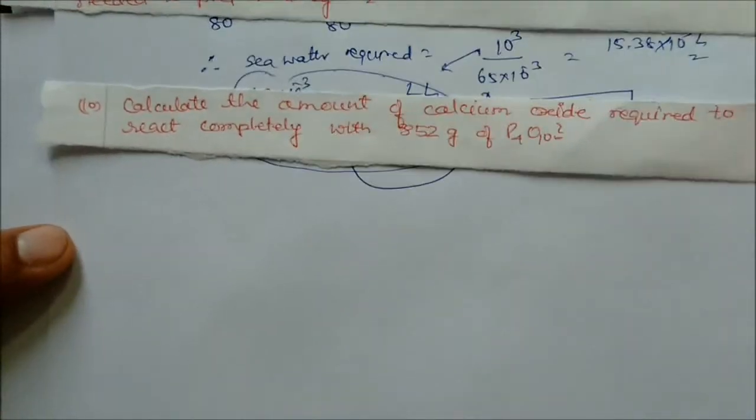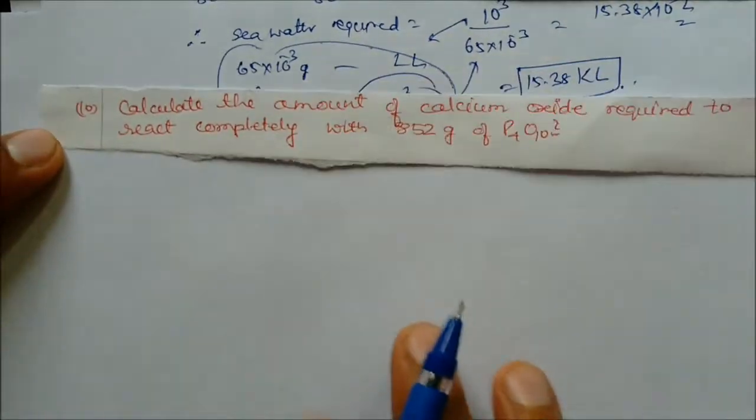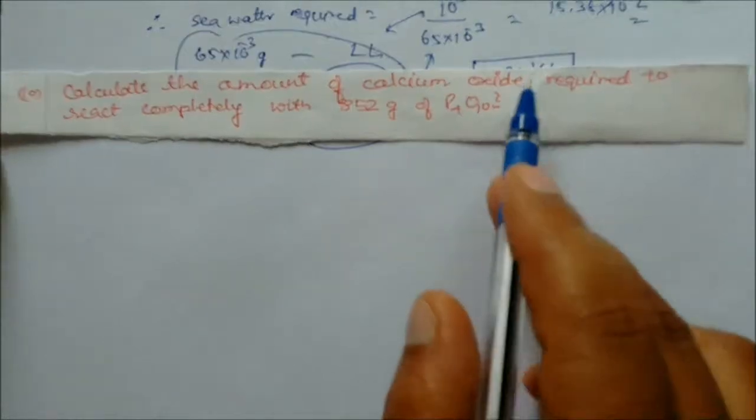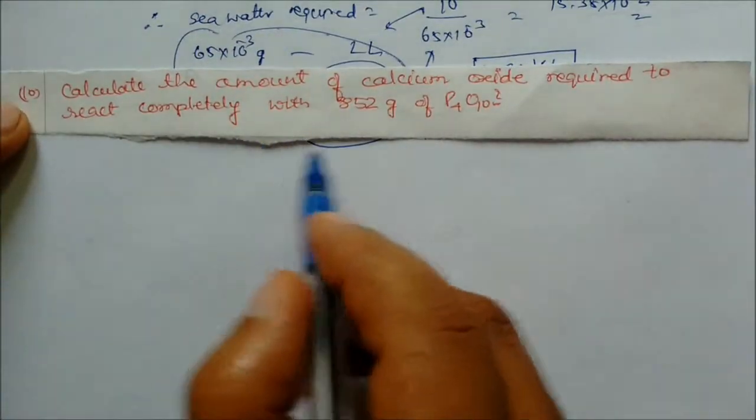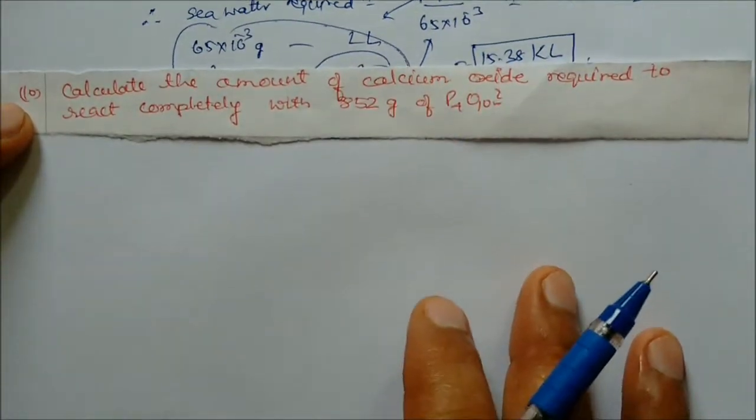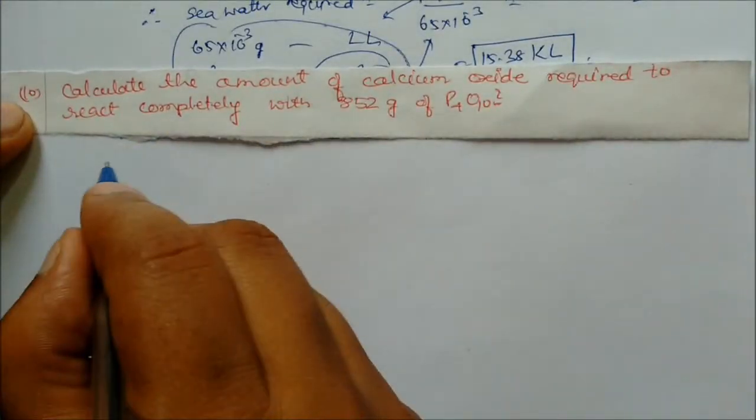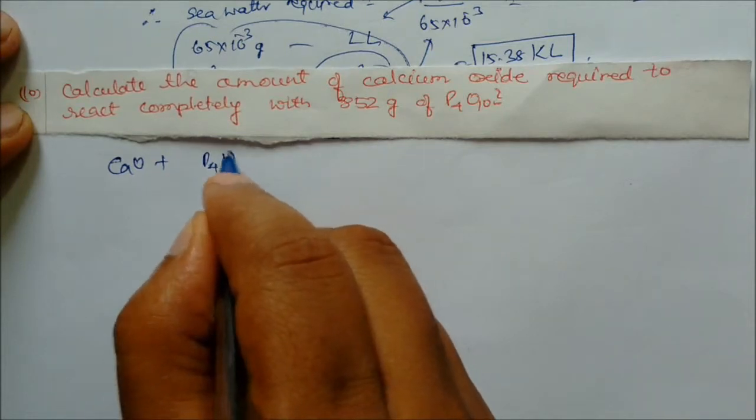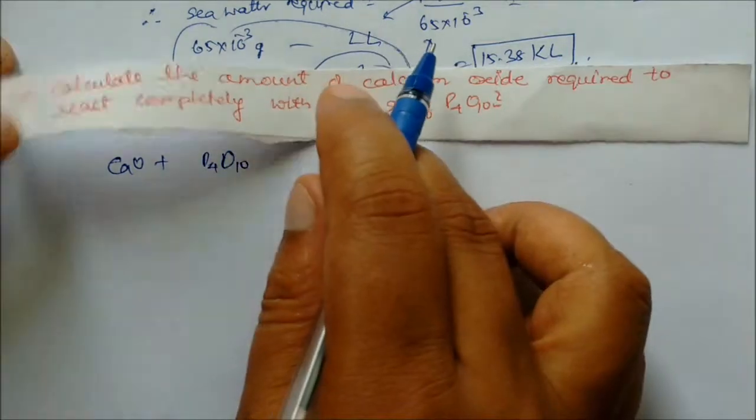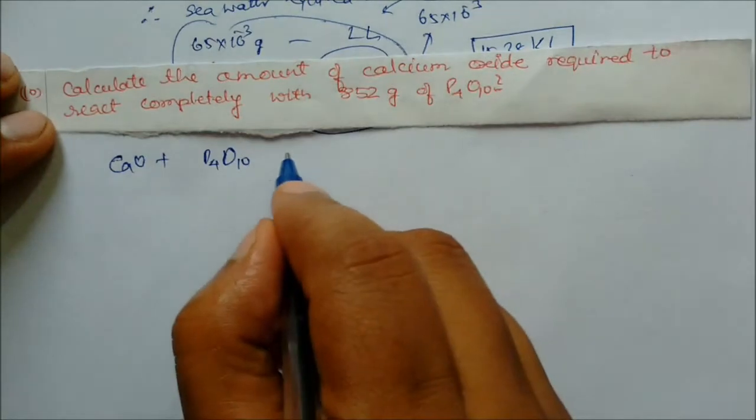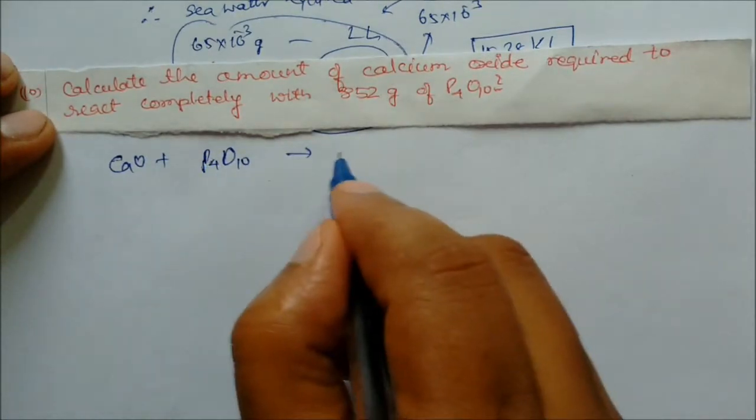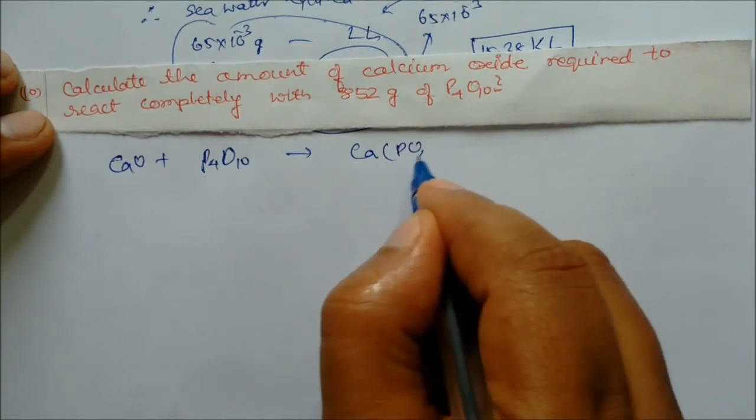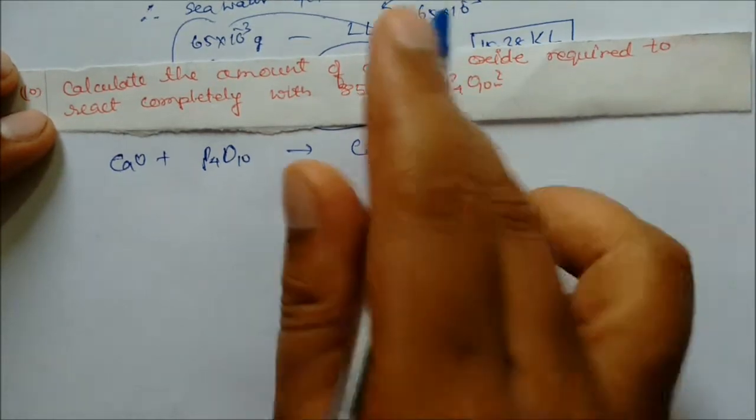Calculate the amount of calcium oxide required to react completely with 852 grams of P4O10. So calcium oxide is reacting with phosphorus pentaoxide, P4O10. If they react, we will get calcium phosphate.